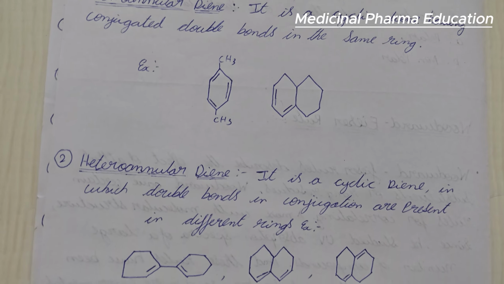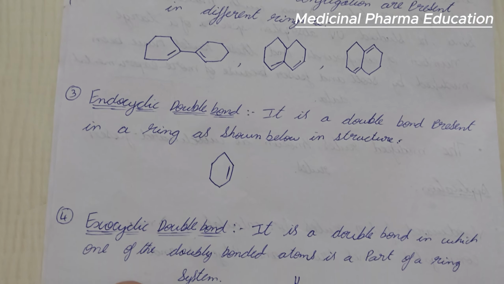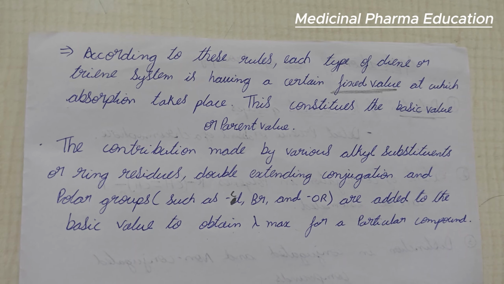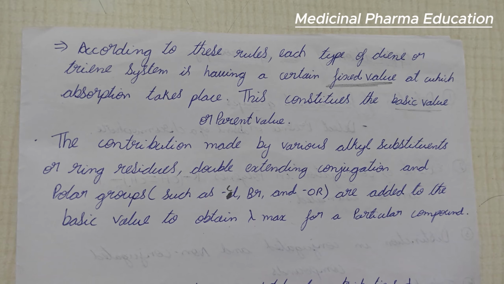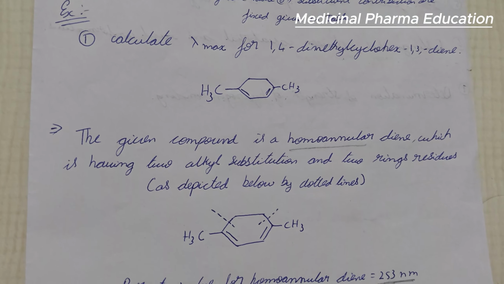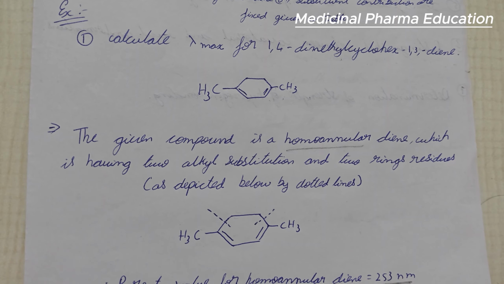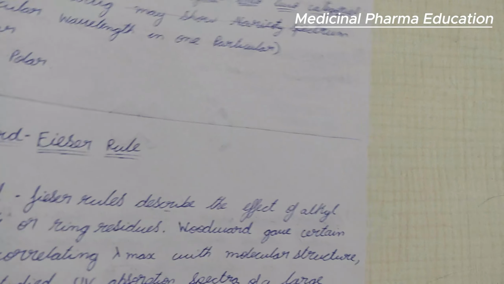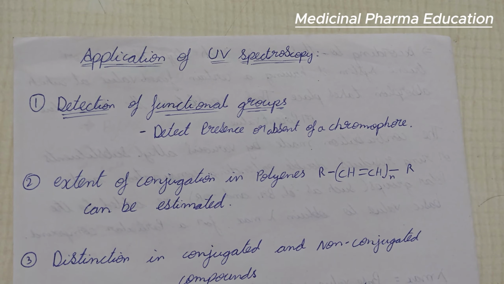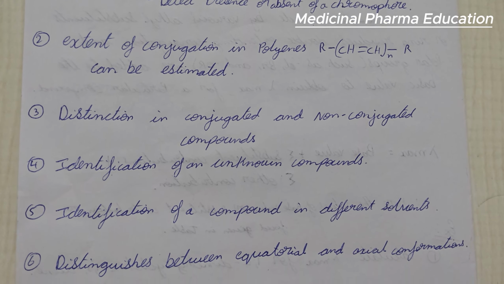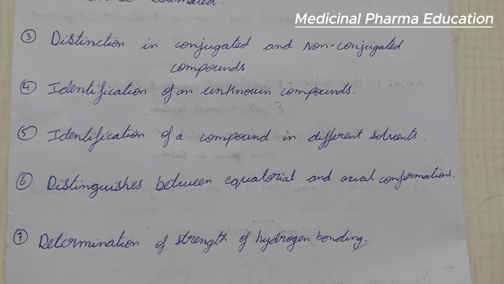Homoannular diene, next is heteroannular diene, next is both endocyclic and exocyclic. Next, the basic concept of lambda max, how lambda max is calculated, the lambda max formula, the example for the lambda max calculation, and the answer for the calculation. Next, the applications. These are the basic applications. You can use the internet for more and simpler applications.